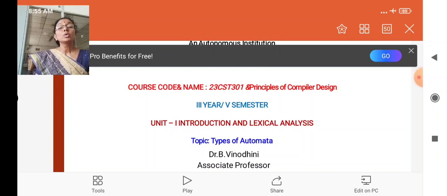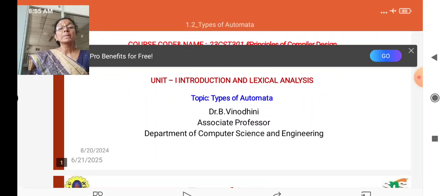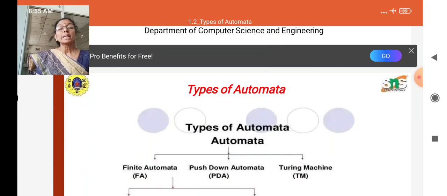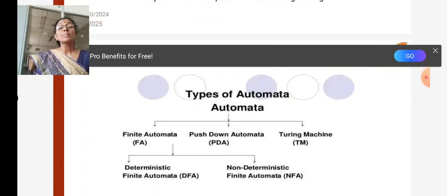In this video, we are going to see the types of automata. In the previous video, we learned what an automata is and the basic concepts required to implement an automata. So for the types of automata, we have three types: one is the finite automata, then the pushdown automata, and the Turing machine. The finite automata is again classified as deterministic finite automata and non-deterministic finite automata.